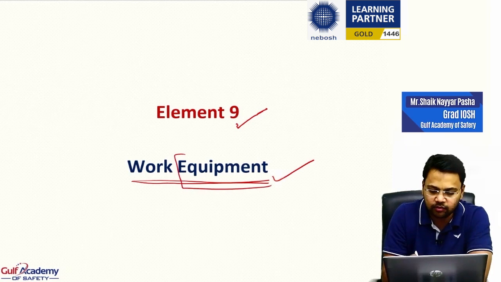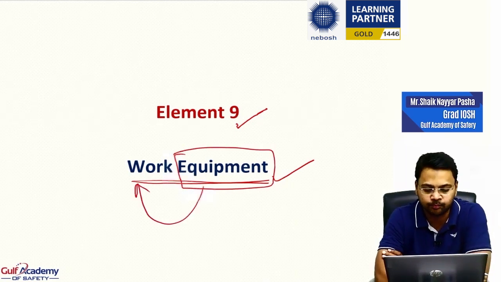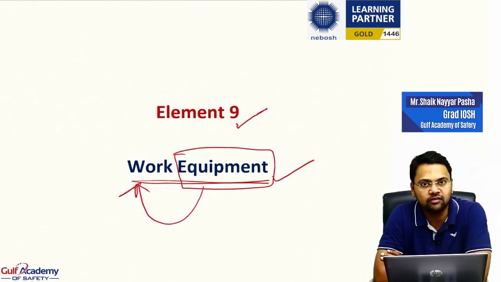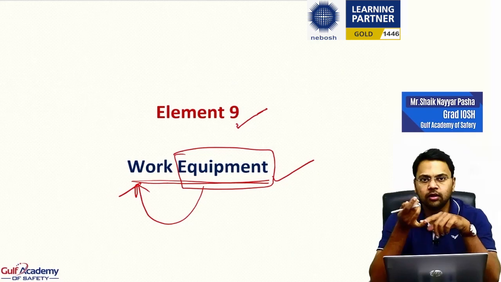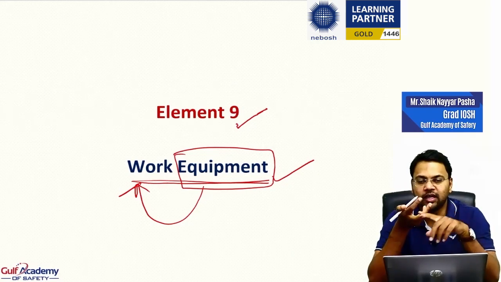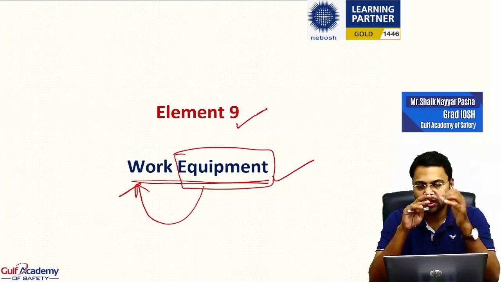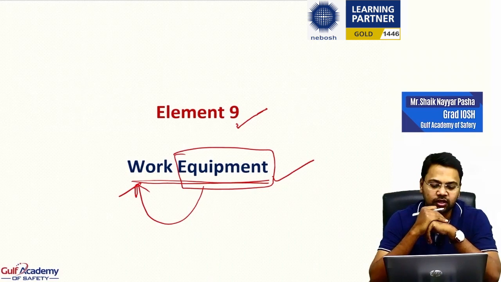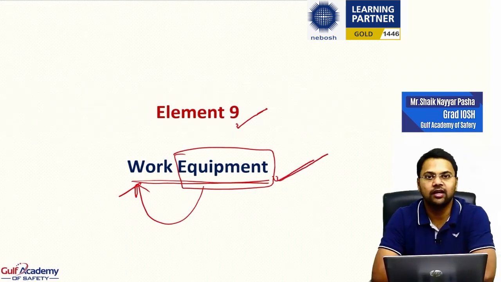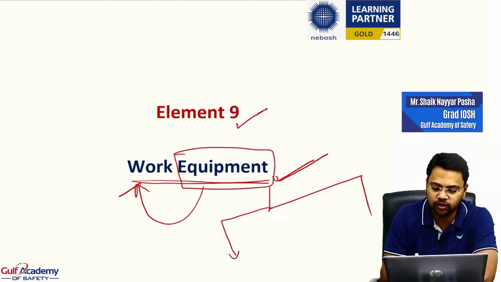Any equipment which is used in your workplace to complete a task is known as work equipment. It can be any equipment such as a screwdriver, a drilling machine, a knife, a scissor, a laptop, a printer. Any equipment that is used in your workplace to complete your task is work equipment. Now, there are different types of work equipment based on how they work.